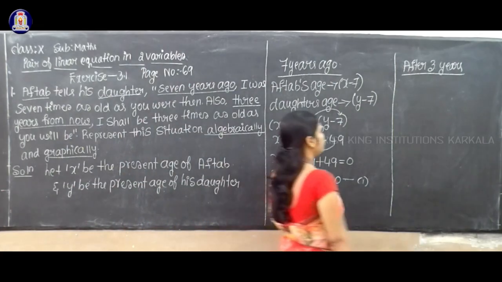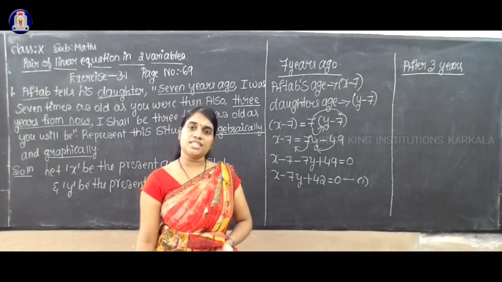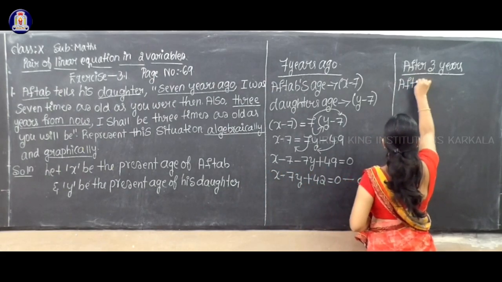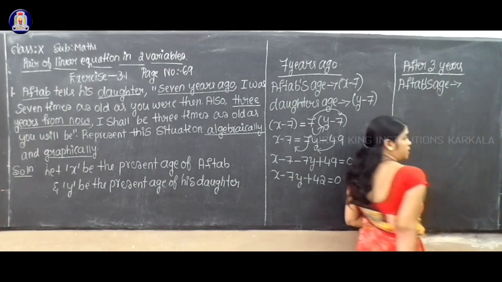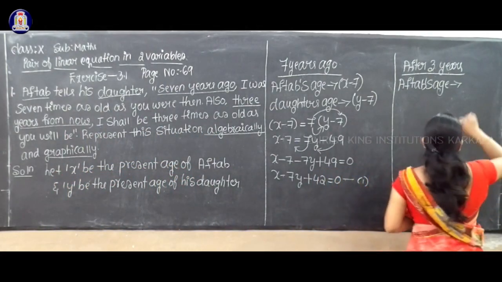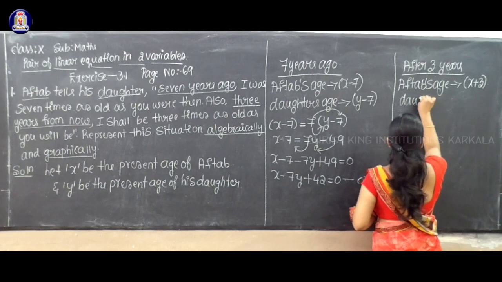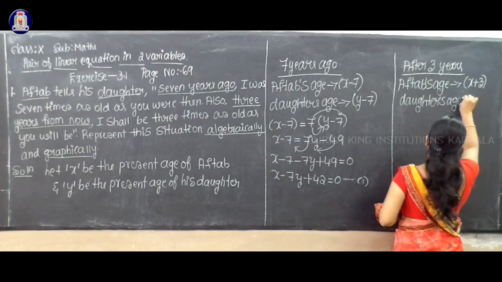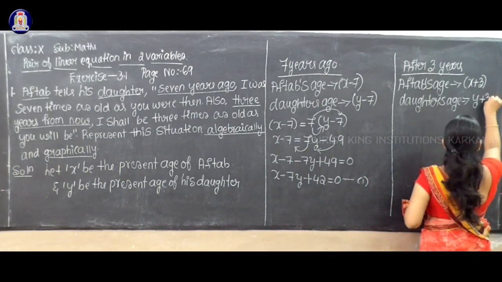Same thing for after 3 years. What will be Aftab's age as well as his daughter's age? Aftab's present age is x, so after 3 years his age will be x plus 3. Again, the daughter's present age is y, so after 3 years his daughter's age will be y plus 3.